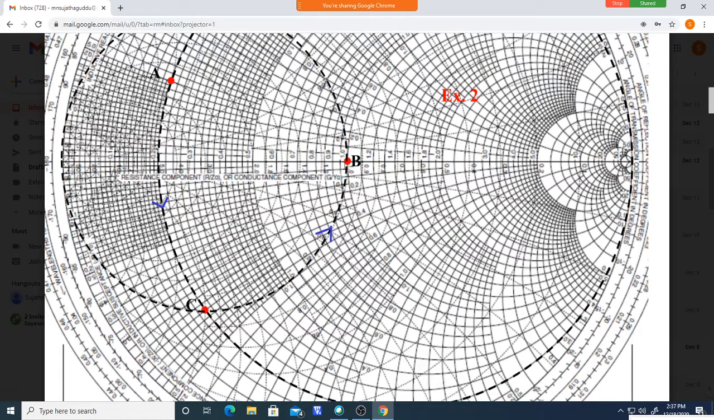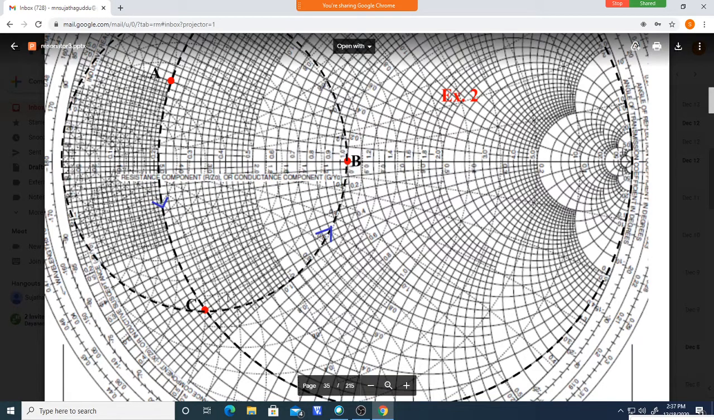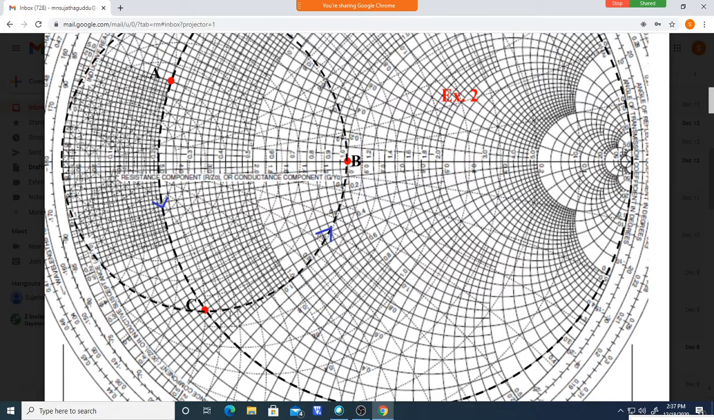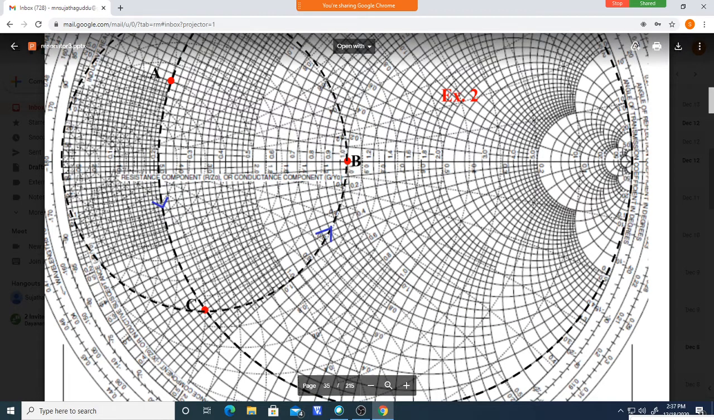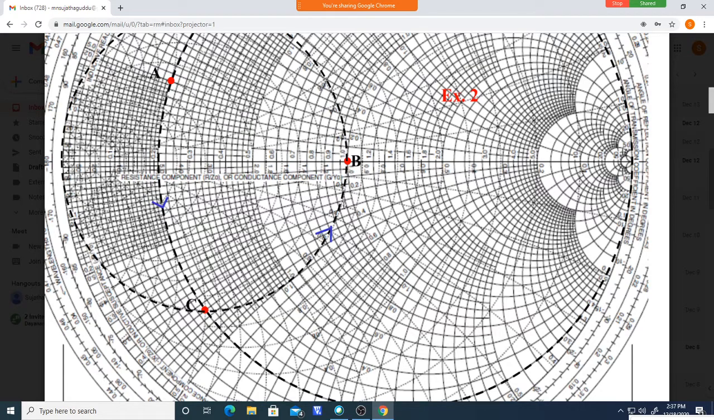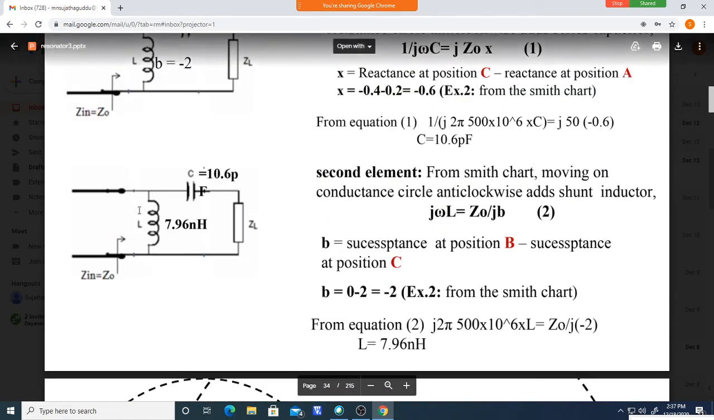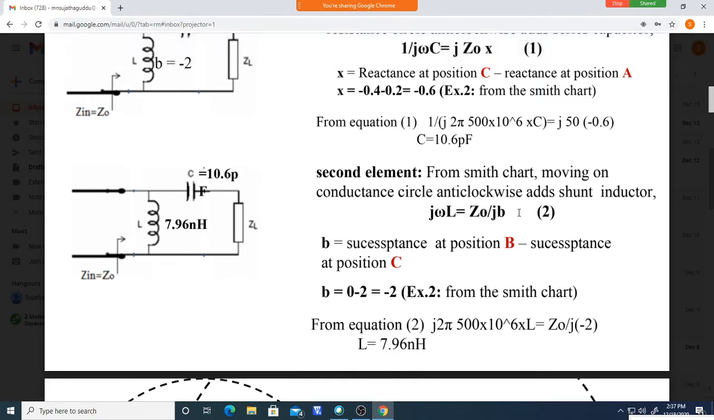So which element is added here? We are moving on the conductance circle in the anti-clockwise direction. Moving on the conductance circle in the anti-clockwise direction adds an inductor in shunt. See that this is a shunt inductor. So what is the inductor value? That is given by this equation. The shunt inductor can be calculated like this.